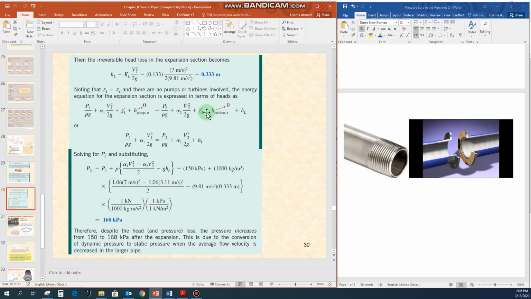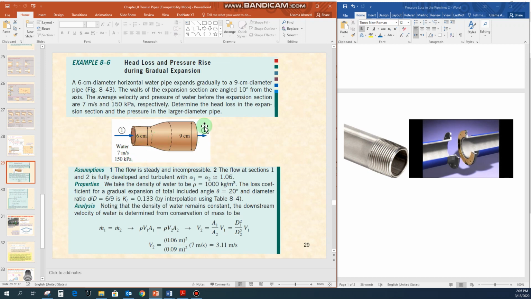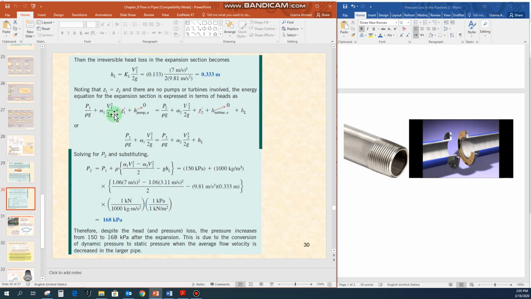Z1 and Z2 can be cancelled out because there is very little height difference between the inlet and the outlet. Then there is no pump in the system and no turbine in the system, so we can remove these two parts and rearrange the equation in this form.